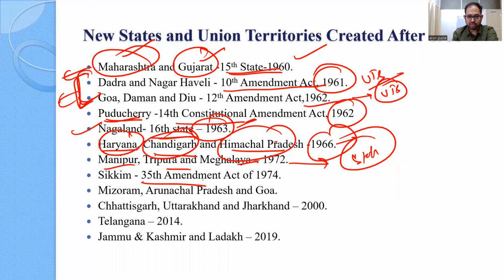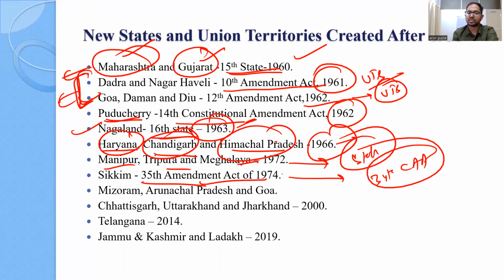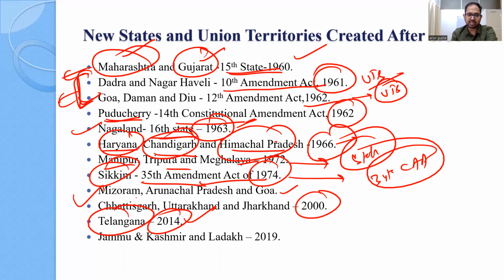Then Sikkim through the 35th Constitutional Amendment Act. Earlier it was a protectorate state by the 34th Constitutional Amendment Act, and then by the 35th Constitutional Amendment Act of 1974, it became a full-fledged state. After that, Mizoram, Arunachal Pradesh and Goa became full-fledged states. Then finally, Chhattisgarh, Uttarakhand and Jharkhand in 2000 became the states. Telangana in 2014 got separated from Andhra Pradesh. Chhattisgarh separated from Madhya Pradesh, Uttarakhand from Uttar Pradesh, and Jharkhand from Bihar in 2000.